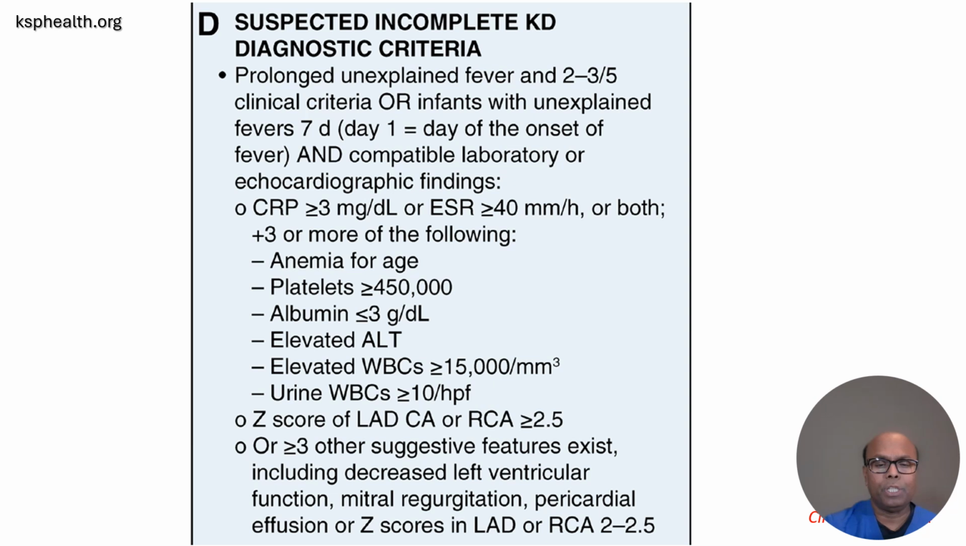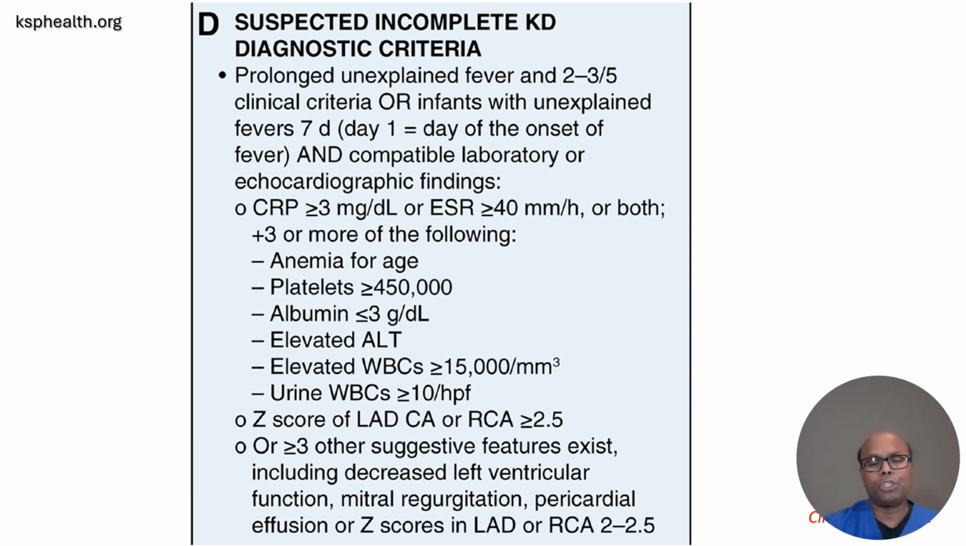The lab findings are CRP more than 3, ESR more than 40, or both, or 3 or more of the following: anemia for age, platelet count more than 450K, albumin less than 3, elevated ALT, white cell count more than 15,000, and urine WBC more than 10.